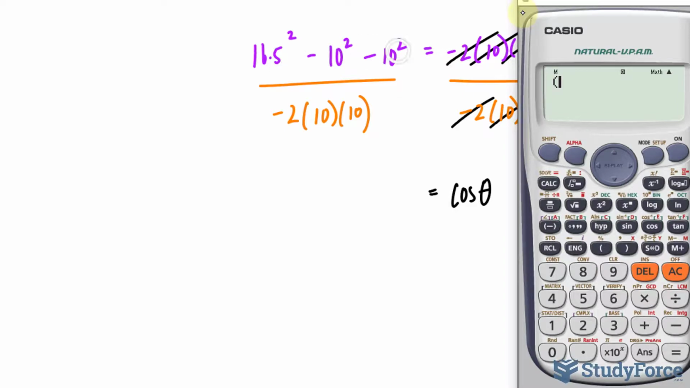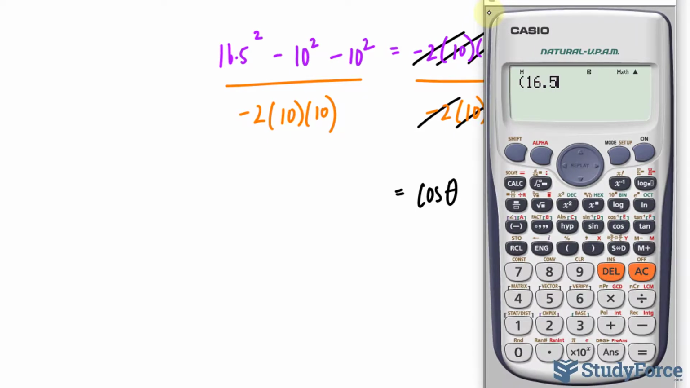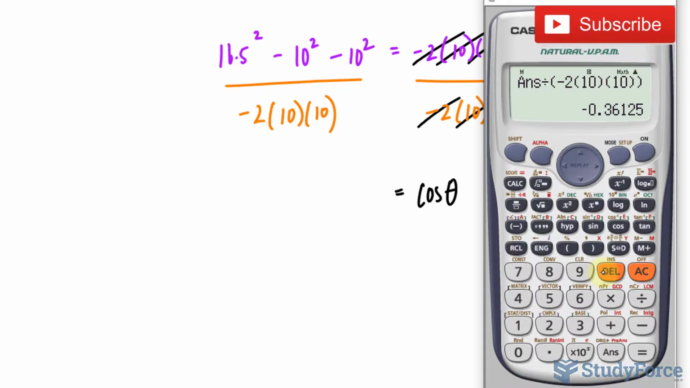And be very careful with how you input it. Notice that I'm starting off with parentheses. 16.5. Raise that to the power of 2 minus 10 raised to the power of 2 minus 10 raised to the power of 2, close parentheses, equals, divided by, at the bottom is negative 2 times 10 times 10, and I enclosed it all in parentheses. You want to do that as well. We end up with this as negative 0.36125. Make sure that you write down at least 4 digits if you are expected to show all your work.